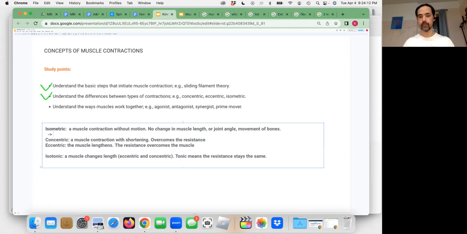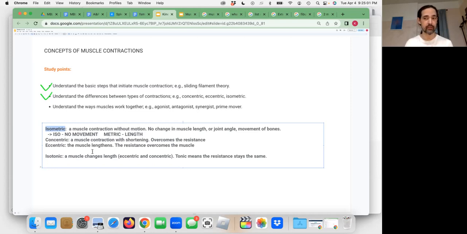With iso, there is no movement, right? And with metric, there is same length, right? Or just length. So no movement in the length, no change in the length, isometric. With concentric, you have shortening. With E, like EC, ek, it means away, so lengthening. Lengthening, the two ends of the muscle going away. So eccentric, lengthening. Concentric, shortening. Isometric, no movement in the length, no change in the length.